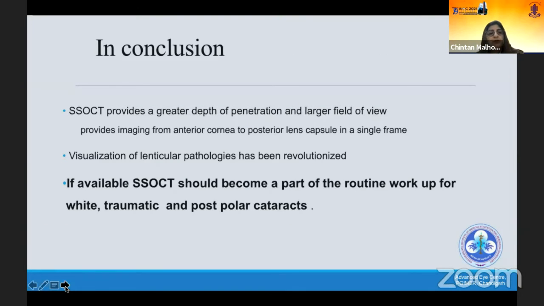So to conclude, SS-OCT provides a greater depth of penetration and a larger field of view. And if available, it should become a part of the routine workup for white cataracts, traumatic cataracts, and posterior polar cataracts in particular.